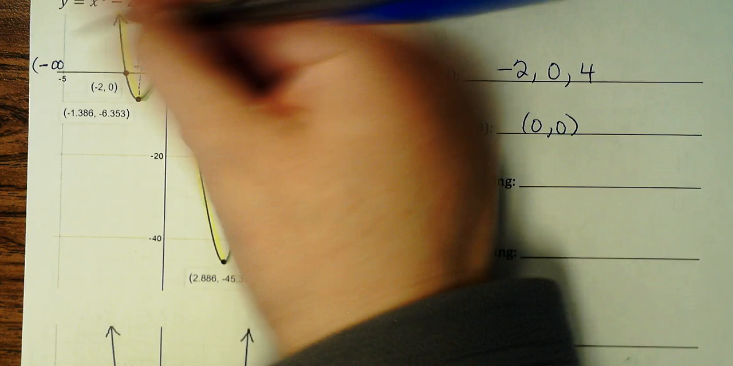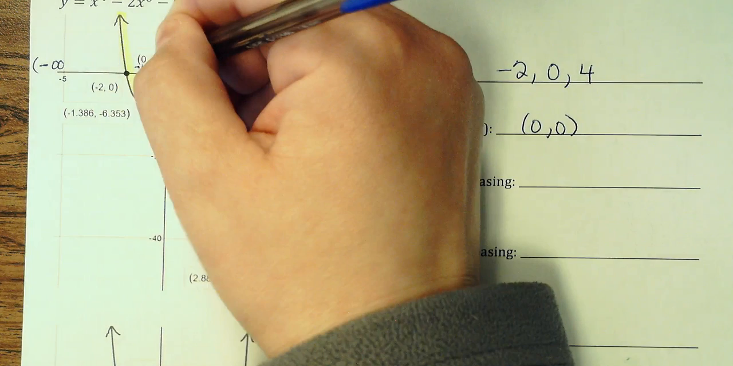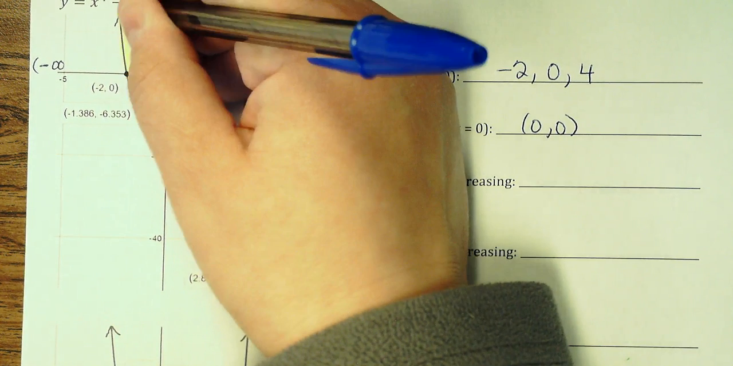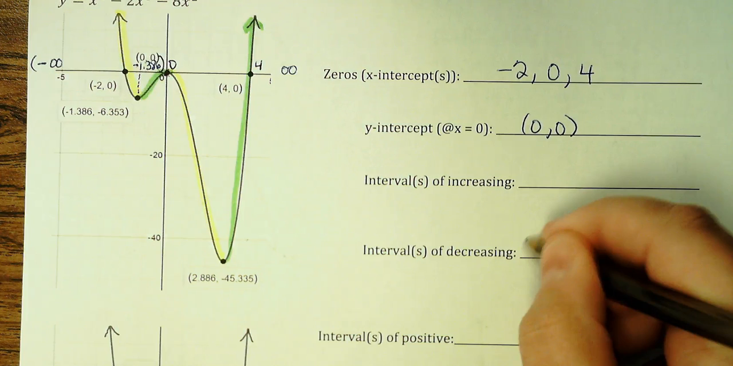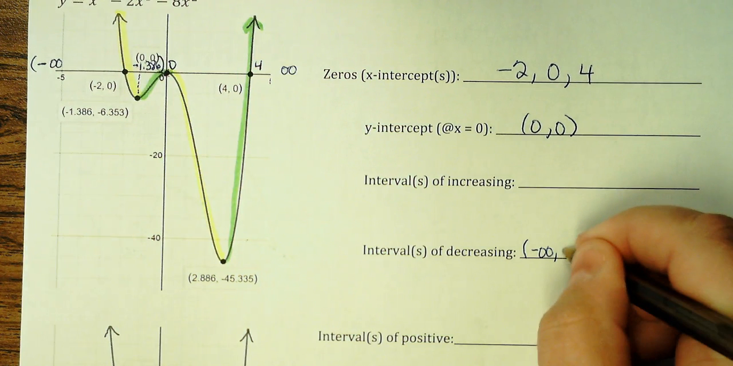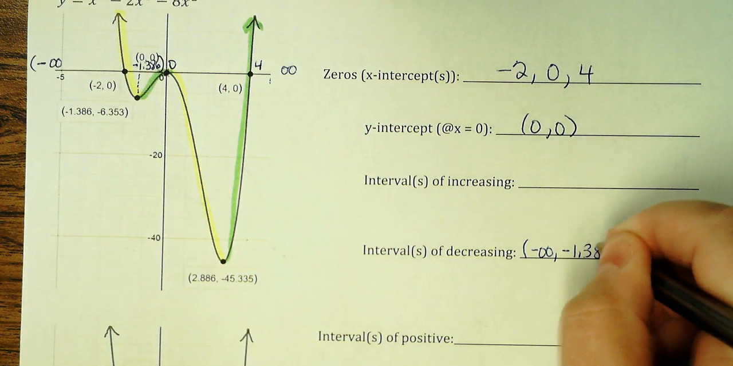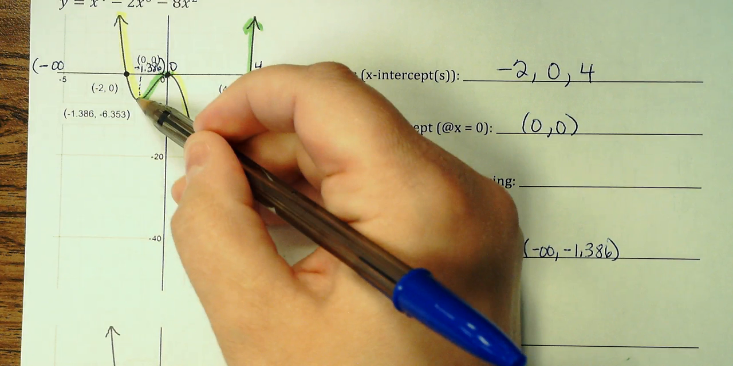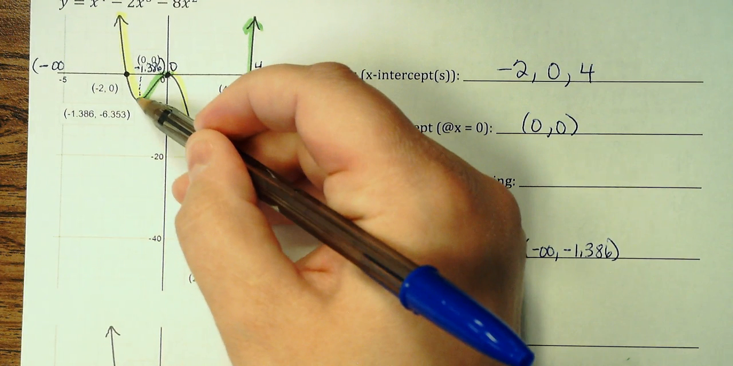Now, the first interval we come to there, from -infinity till I get to this -1.386, that is drawing down, so that's decreasing. So we're going to put it here. -infinity to that -1.386. Then, at that same x value, I switch over to be increasing. This is just real short.